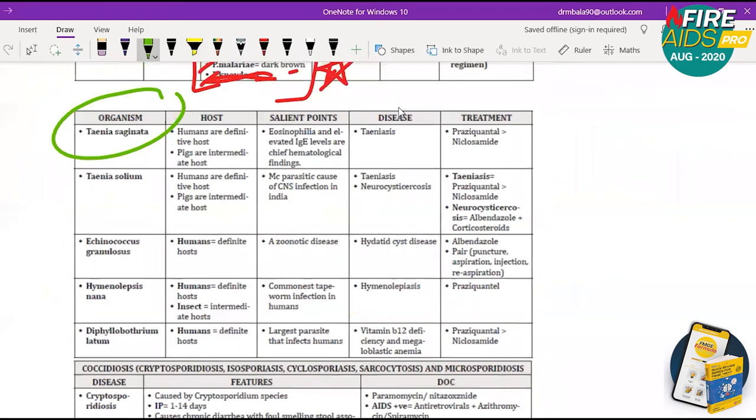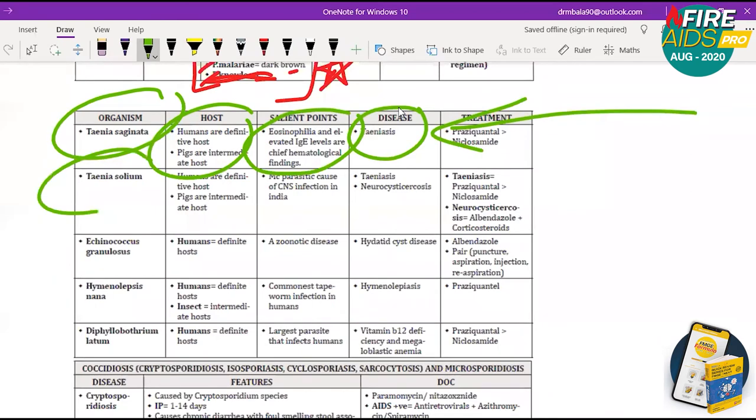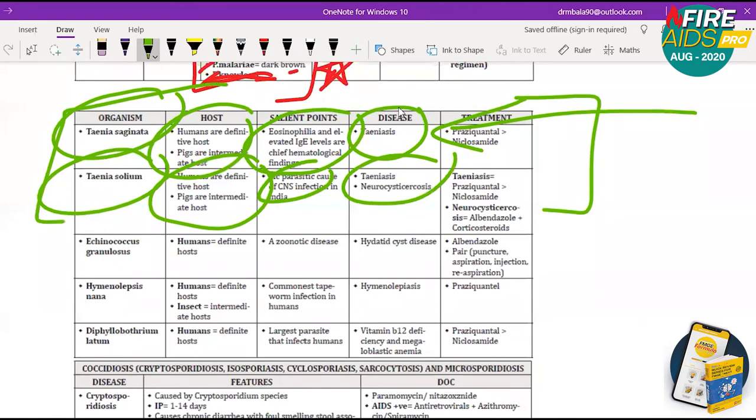And then the next is Taenia saginata. It causes taeniasis. Humans are the definitive host, pigs are the intermediate host. Eosinophilia and elevated IgE levels are the chief hematologic findings. All these are important. Then we have Taenia solium. Humans are the definitive host, again pigs are the intermediate host. You need to know it causes CNS infection in India. It causes taeniasis and neurocysticercosis. These two boxes I think you should stress a lot.